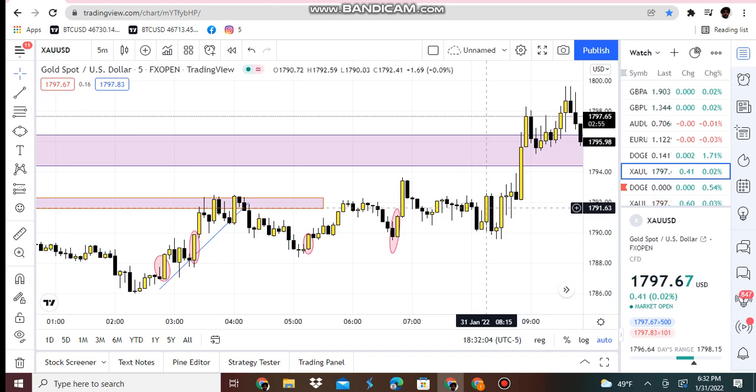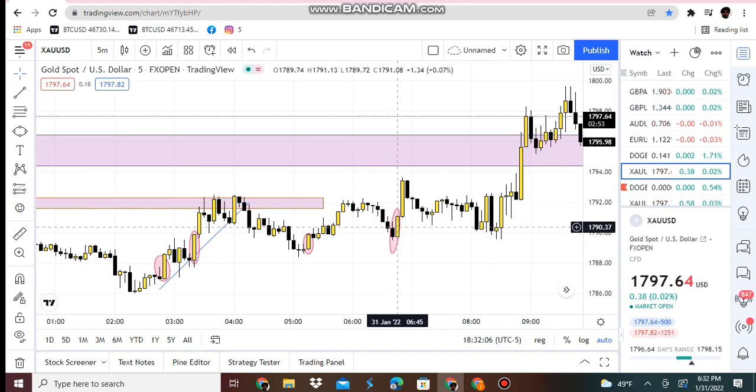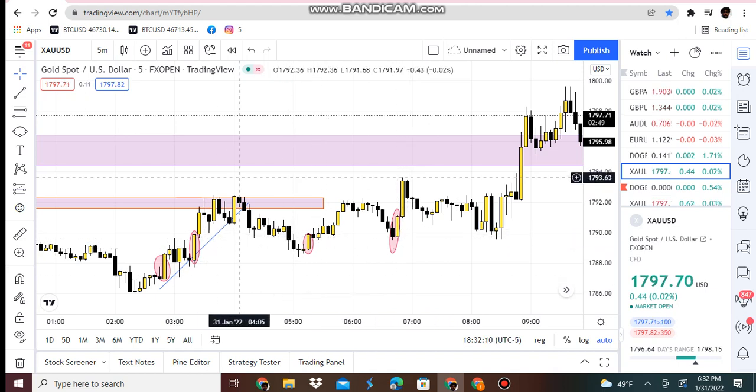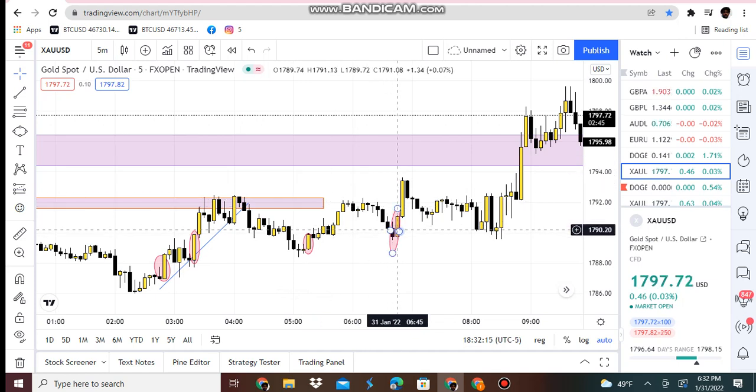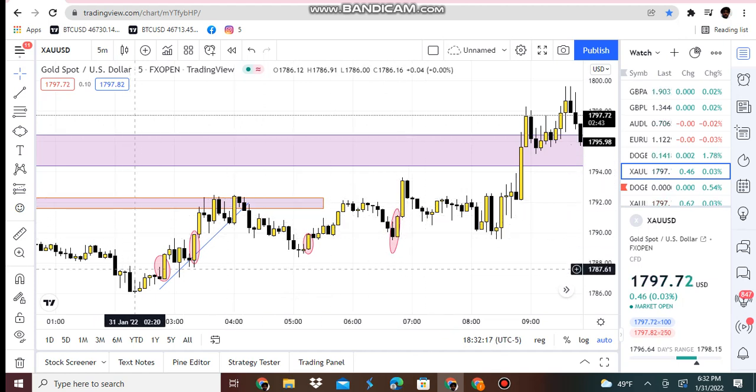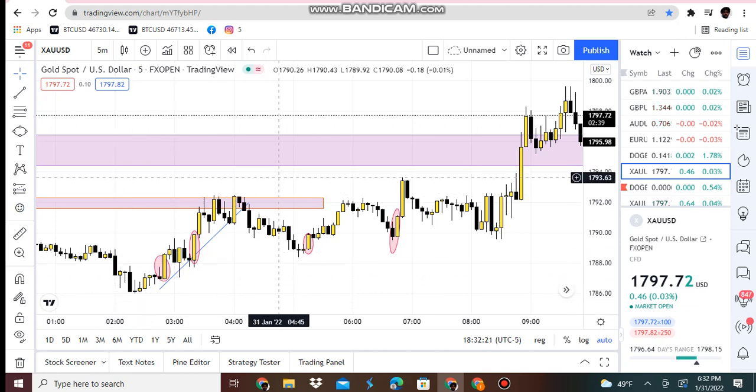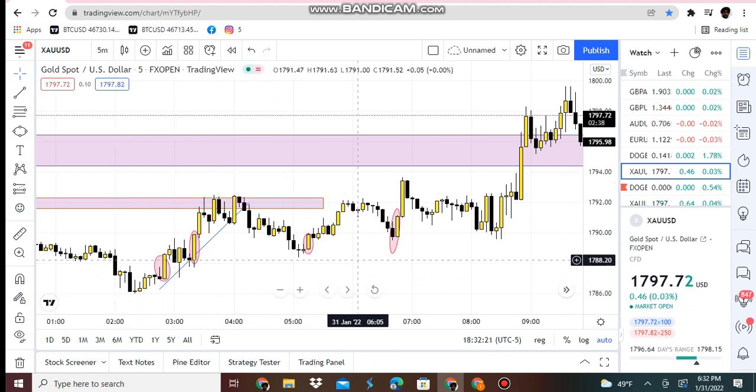Extremely important to understand. Price will create a higher low, and then it will give you a pattern over and over again. You can see that made a higher low, gave us a pattern, uptrend. Made a higher low, gave us a pattern, uptrend. Made a higher low here. Boom, gave us a pattern, and we went up. So price will do the same thing over and over again.